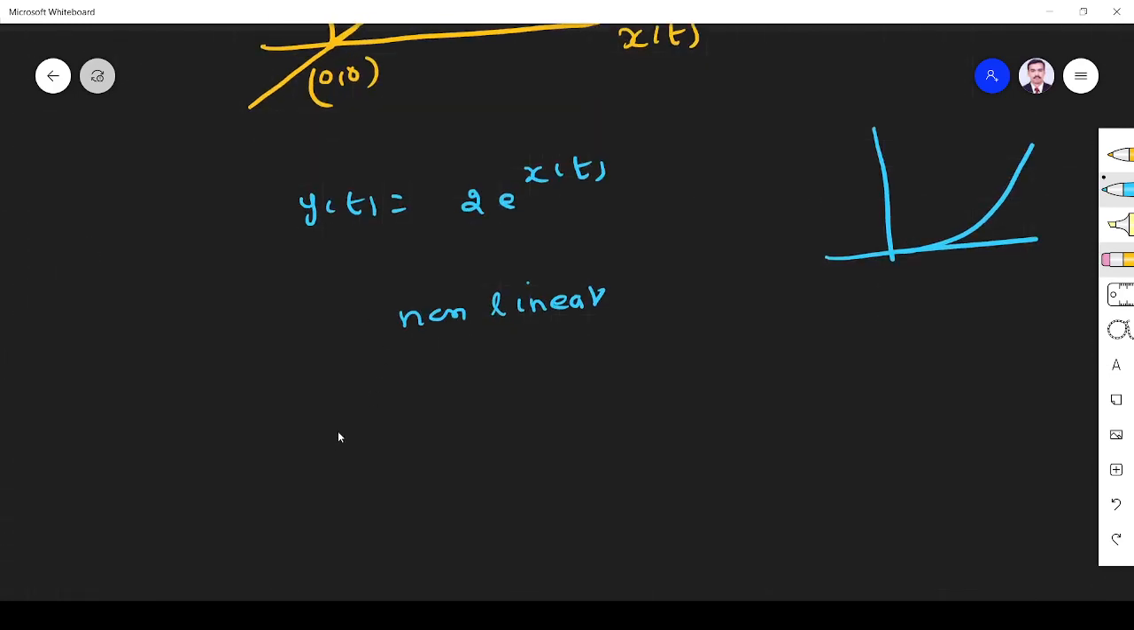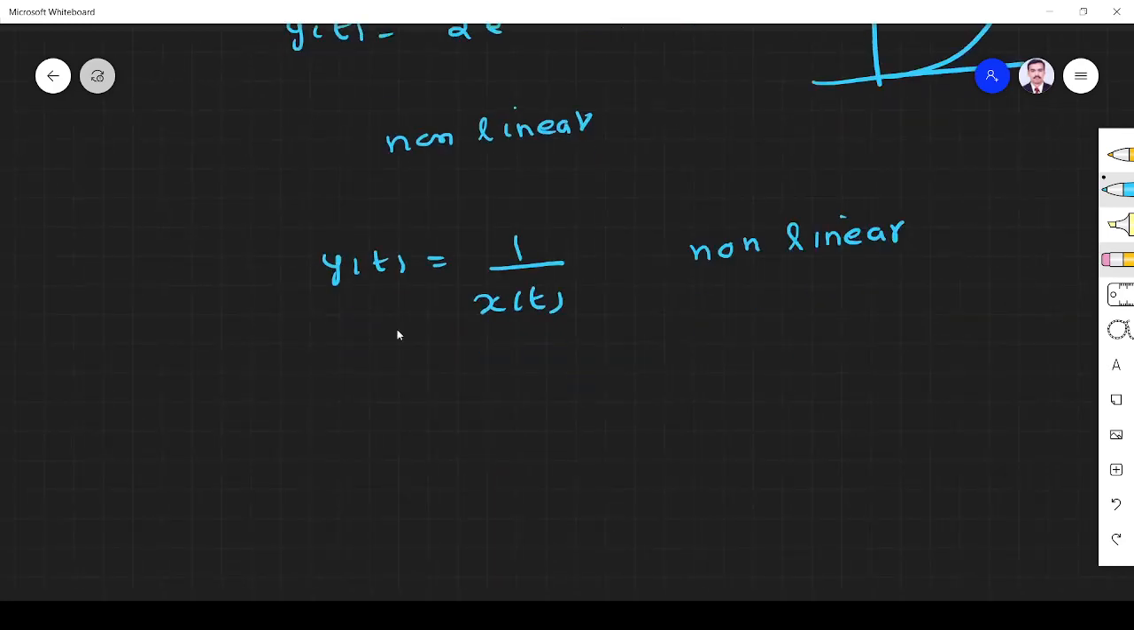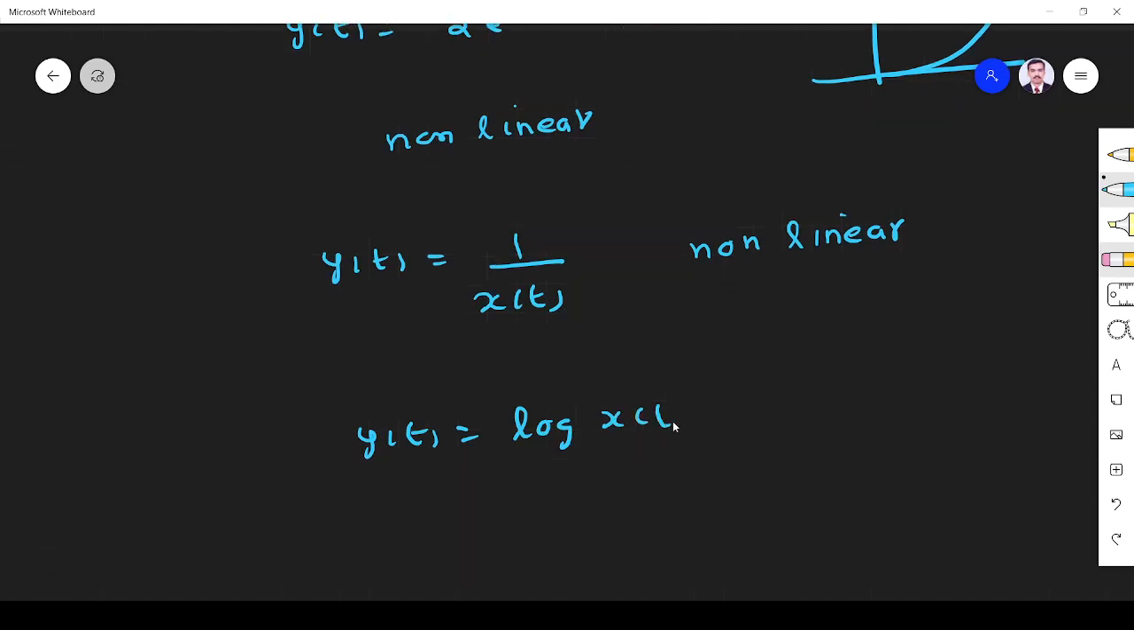y(t) = 1/x(t). We know a fraction is non-linear from our school days, so blindly you can say it is a non-linear system. It is easy to find a non-linear one. You see y(t) = log x(t). Log is a non-linear function, so surely you can say the system is non-linear.